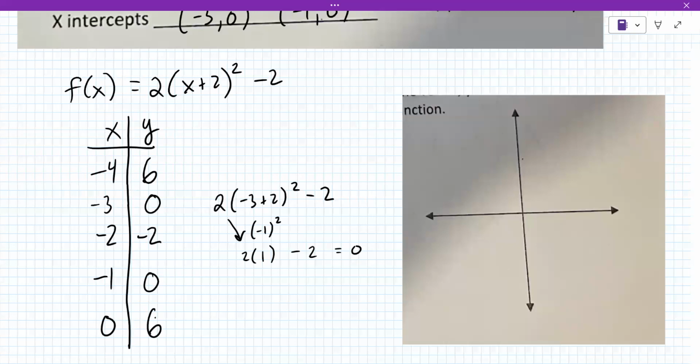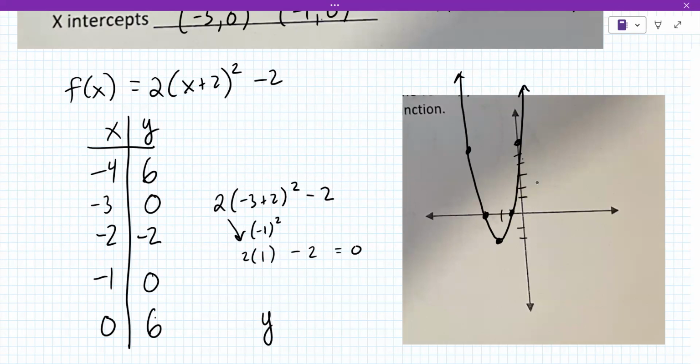Got it. All right. Domain would be all real numbers. And the range should be y is greater than 2. So yes, the range is y greater than or equal to, but it's not 2. It's the -2, the y value of the vertex. Good. That's the range. The domain is everything.